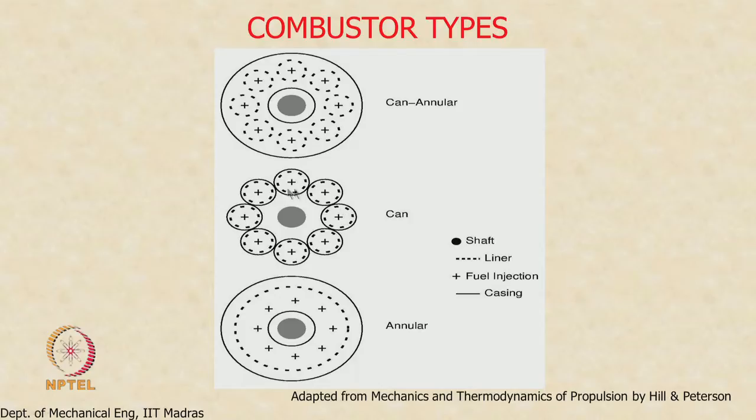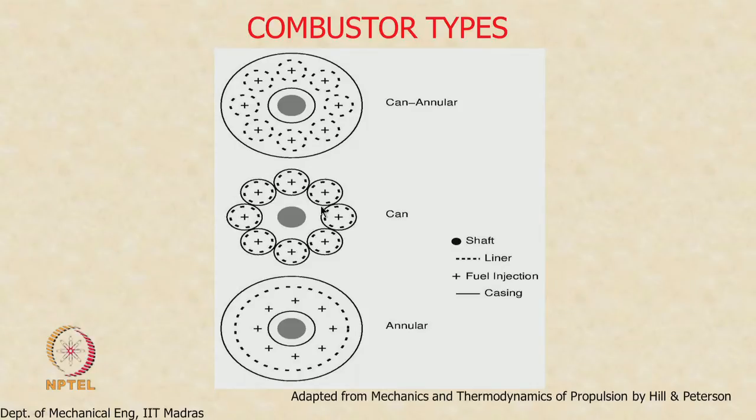Each can is generally independent from the others, although they are all connected through a tube to help with starting. When you start, once combustion takes place in one can, that can propagate to the other cans and get the engine started. So normally they are connected, but from an operation perspective, we may assume that they are independent because each one has a separate casing. Because of this, we can essentially think of this as multiple combustors arranged in a circumference around the shaft.